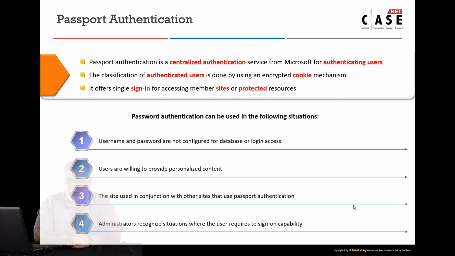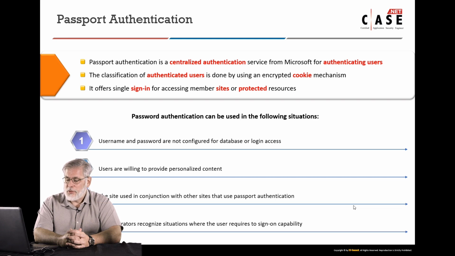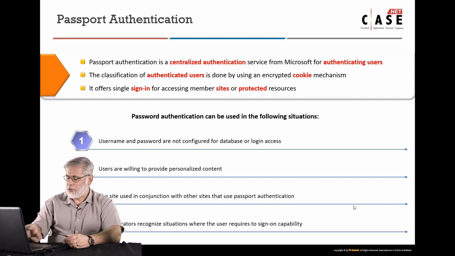Basically, it can be used in several situations. If there's a username and password that aren't configured for database or login access, we don't have them in a database. Users are willing to provide some personalized content. The passport from Microsoft has some personal data from them. The site is used in conjunction with other sites that use passport authentication. Now this is a great reason to use passport authentication if your users are interacting with multiple sites and those other sites use this. This allows them to have interchangeable authentication. And basically, you have situations where the user has to sign on, but these other criteria also exist.